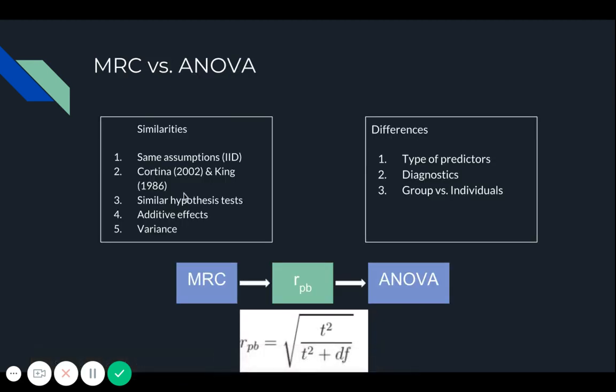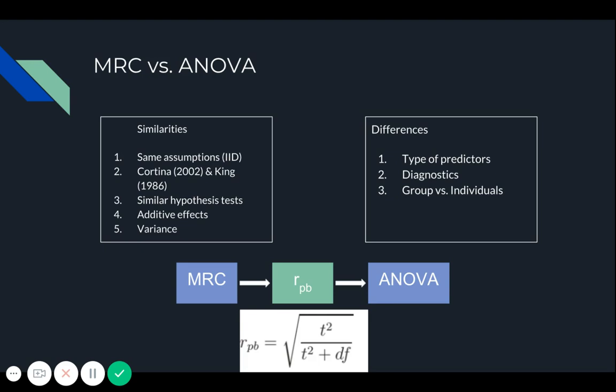So now I'm going to talk about some similarities and differences of MRC and ANOVA. They're both a part of the GLM because they are both linear additive models. Some similarities are they both have the same assumptions, so we're assuming independent errors, identically distributed errors, and the distribution of error is normal. They also both assume that there are continuous dependent variables.